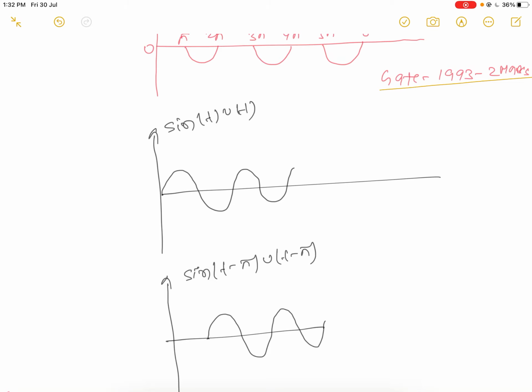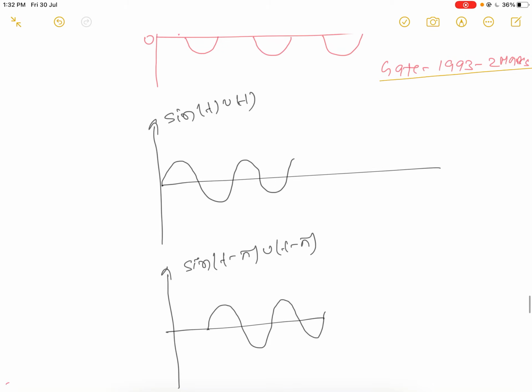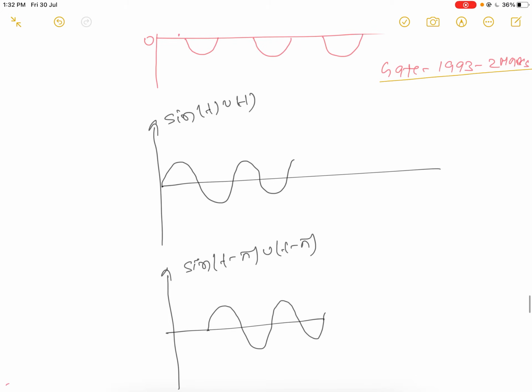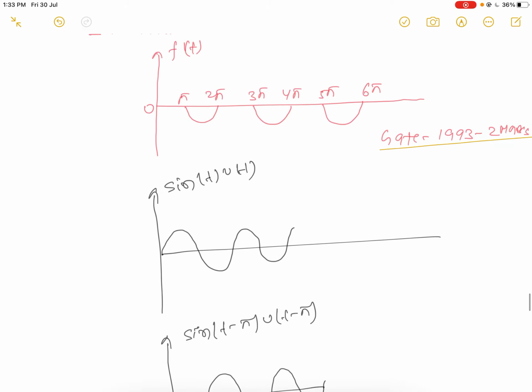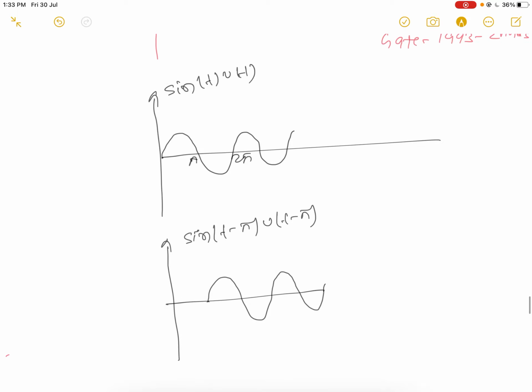When you add and subtract it and take the magnitude, then you will get this one pulse, this part from 0 to pi, and here from pi to 2 pi. Okay, so what will happen?